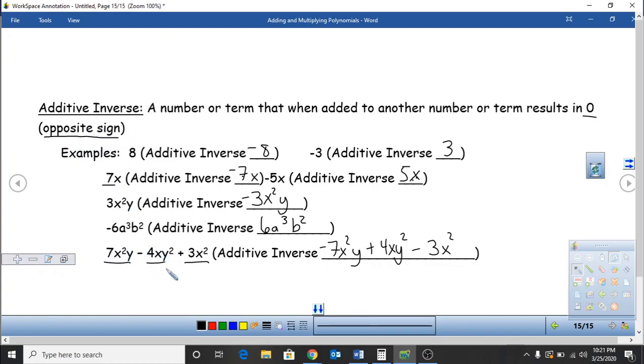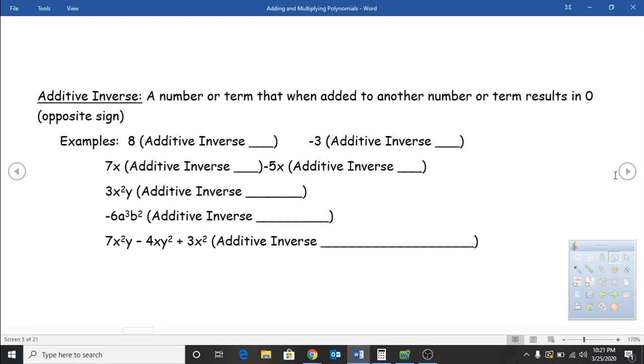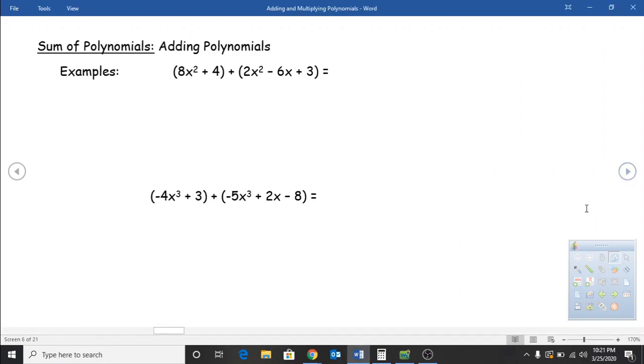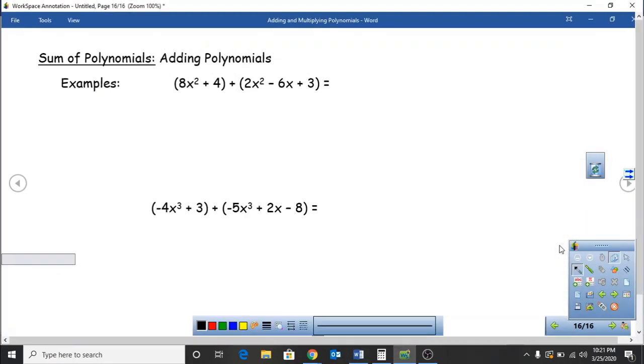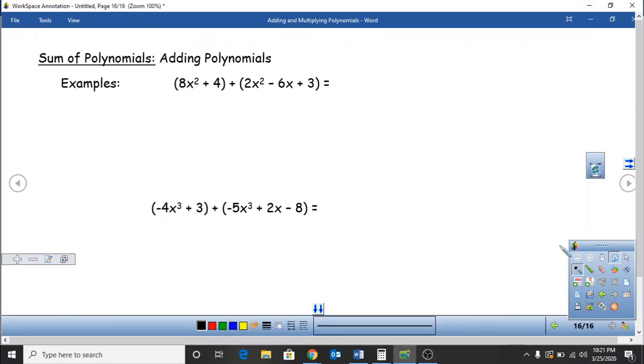Just think about changing the sign, the opposite sign. Again, you only change the sign of the number. You don't deal with the variables. You don't deal with the exponents. Variables and exponents will just stay the same. So as long as you know what the examples look like, and as long as you know what additive inverse is, you should be able to find the answers fairly easily. Now let's actually get into the math section of this.